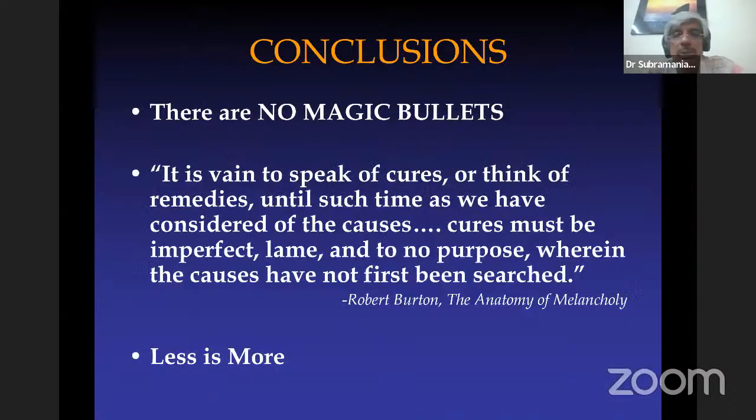So again, to conclude, there are no magic bullets. It's vain to speak of cures or think of remedies until such time as we have considered the causes. Cures must be imperfect, lame, and to no purpose, wherein the causes have not first been searched. So if you can't find the reason, the chance of success is pathetic.